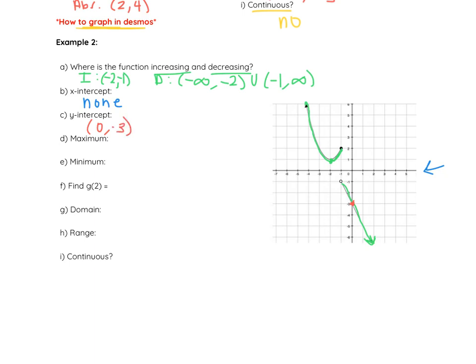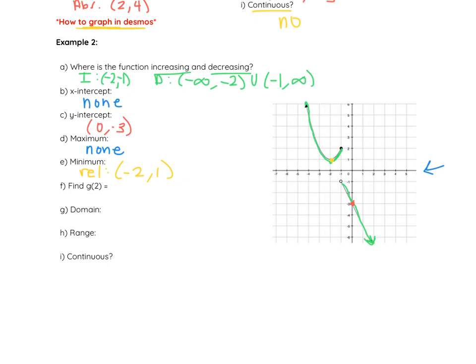There is no absolute maximum, and there's also no relative maximum. So we would say none. There is no absolute minimum because it goes down forever. There is a relative minimum, though, where it changes direction. So this is a relative minimum or a local minimum at the point (negative 2, 1).